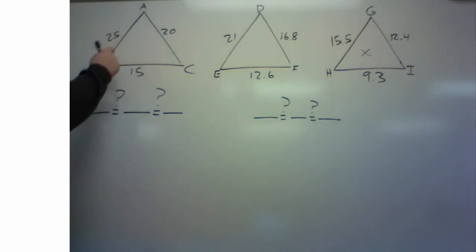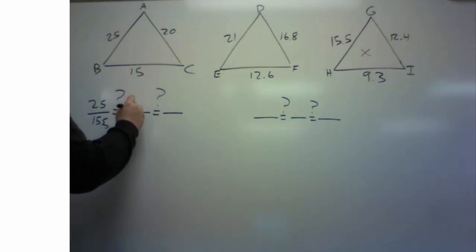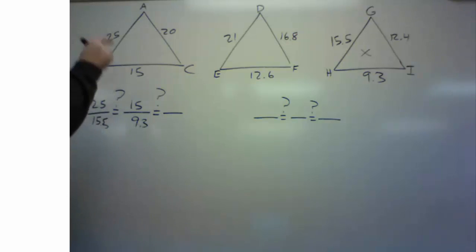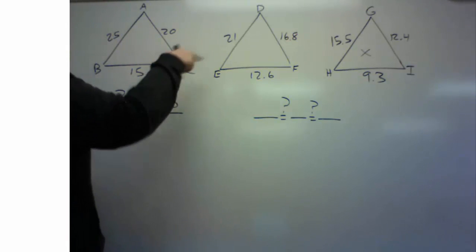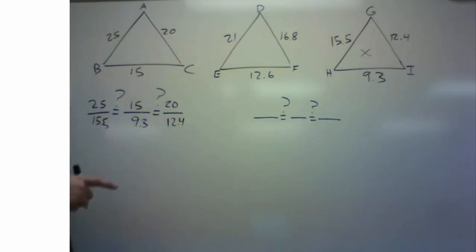Well, longest side over here is 25. Longest side over there is 15.5. Smallest side over here is 15. Smallest side over there is 9.3. Medium, 20. Medium, 12.4. Let's set up this one while we're at it too.